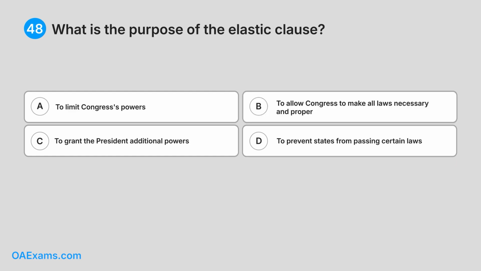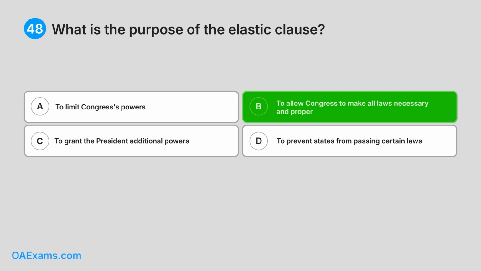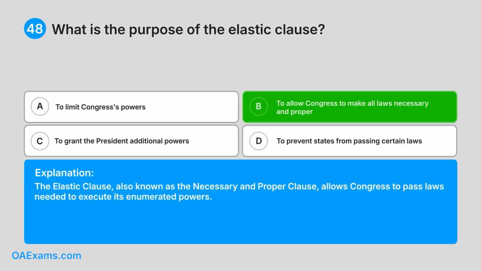48. What is the purpose of the Elastic Clause? A. To limit Congress's powers. B. To allow Congress to make all laws necessary and proper. C. To grant the President additional powers. D. To prevent states from passing certain laws. Can you guess the answer? Correct answer: B. To allow Congress to make all laws necessary and proper. Explanation: The Elastic Clause, also known as the Necessary and Proper Clause, allows Congress to pass laws needed to execute its enumerated powers.